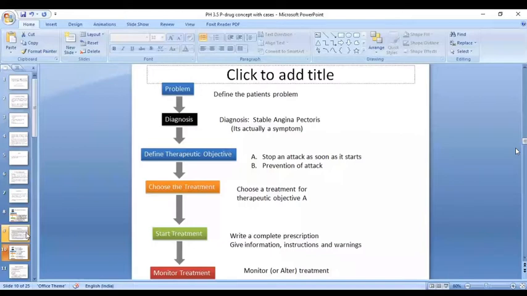Then choosing a treatment for a particular therapeutic objective. Now we have to choose a particular treatment. Though your objectives were A and B, right? So we are now focusing on how to choose a particular drug. So we have to apply the same things for the B part also. But we are focusing on part A, how to stop an attack as soon as the start of angina. Right? Now we have to choose a treatment for the therapeutic objective A, which is to stop an attack as soon as it starts. Right?